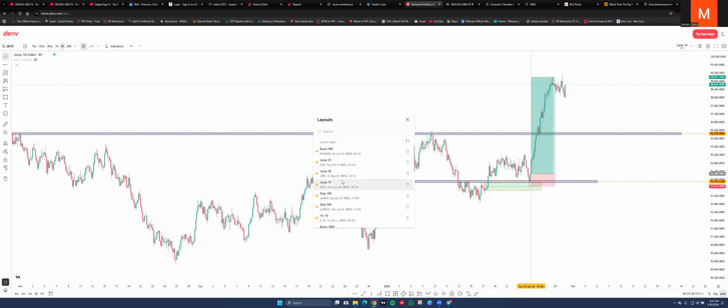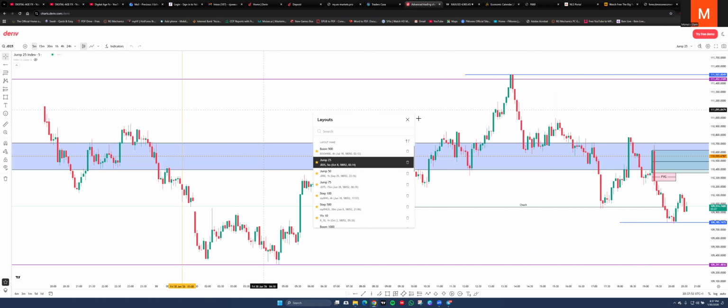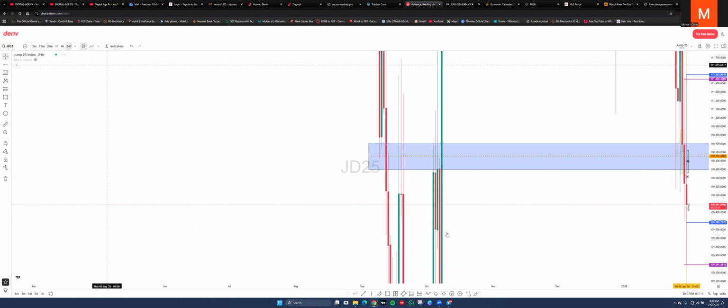So you're welcome. What I do here is I analyze different synthetic pairs and we see where we are at the moment. So I'm looking at Jump 25 at the moment. This pair is something I'm looking at. So let's see from a daily time frame.